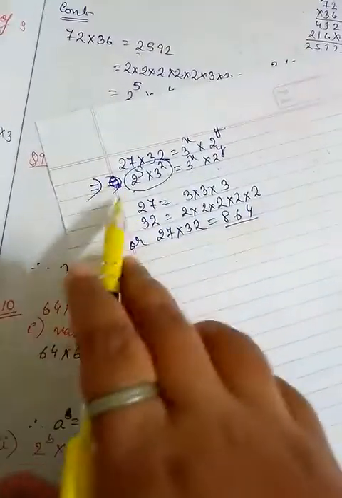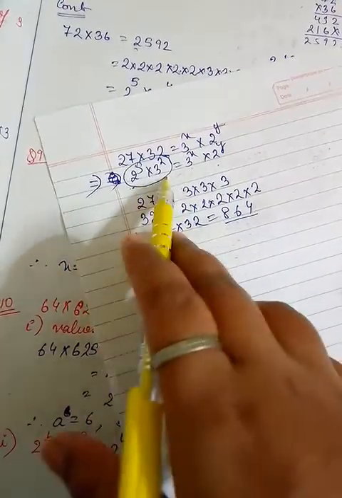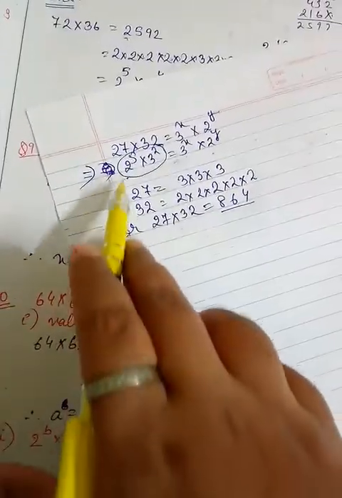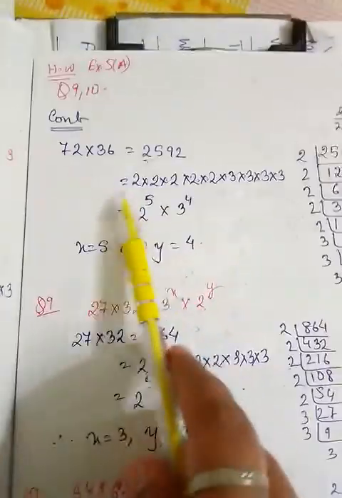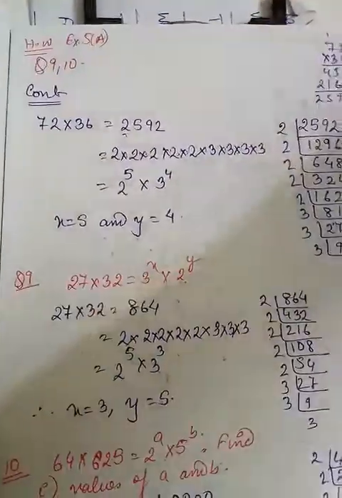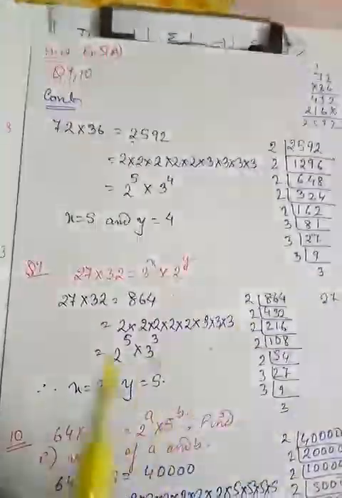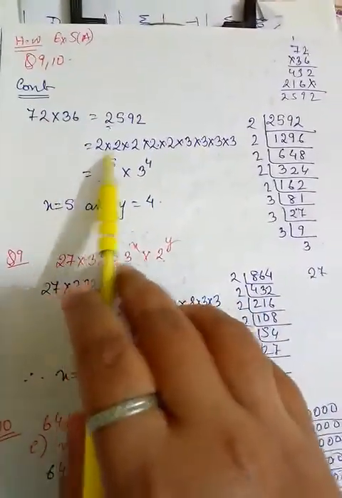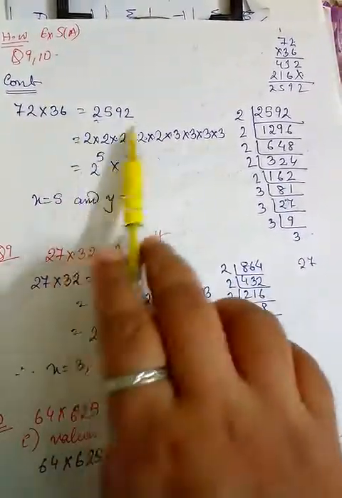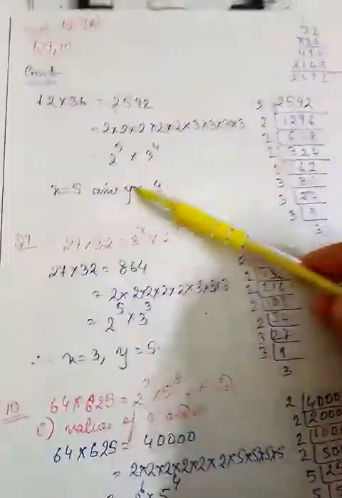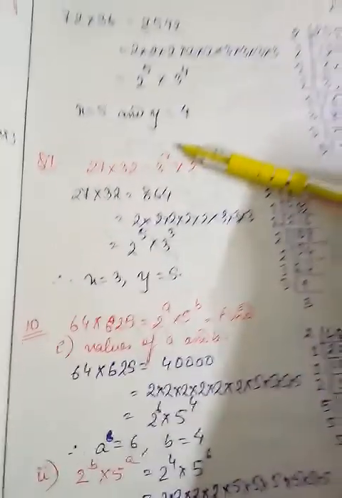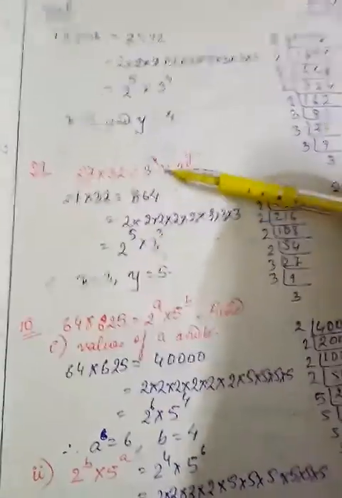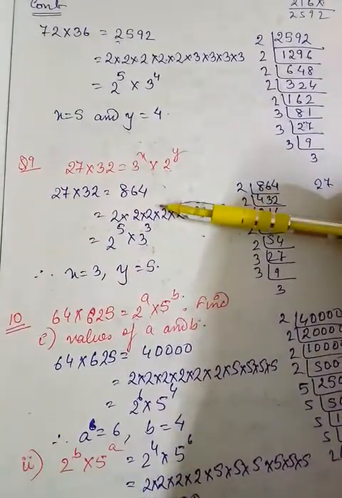What I mean to say is, students, do not directly jump to this step. You need to show the calculations. You can see here I have shown how I have solved this question which I discussed in my lecture last class. I have shown how I have got the prime factors and then the exponent form, and then I have equated the values of x and y. Students, you need to show these steps because these steps are important.